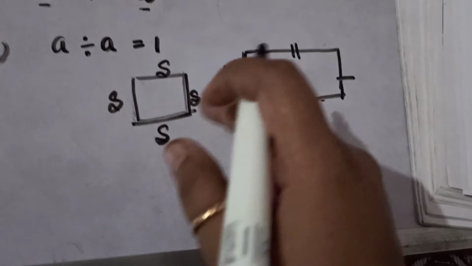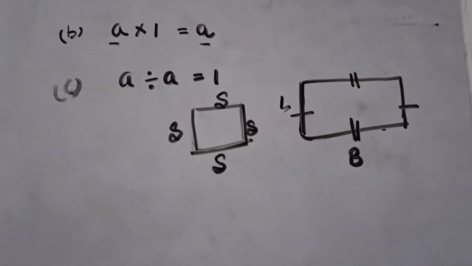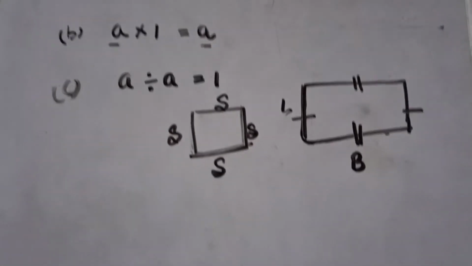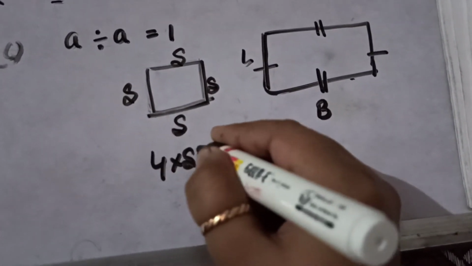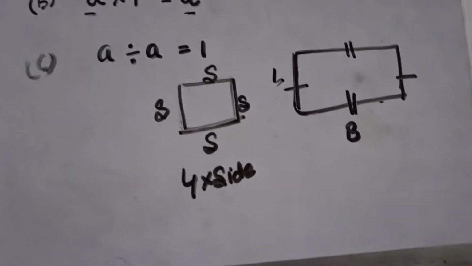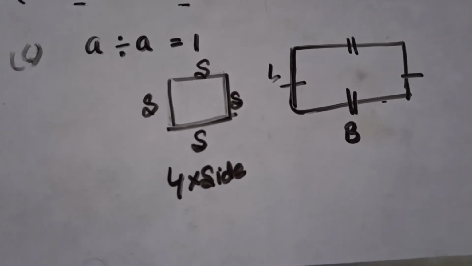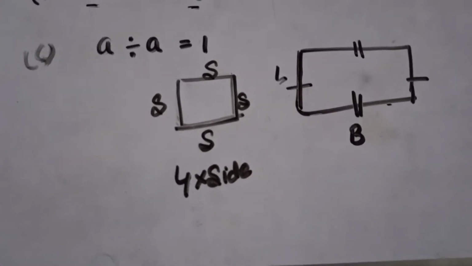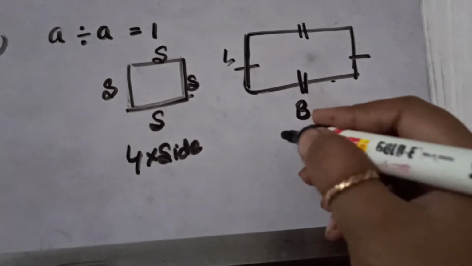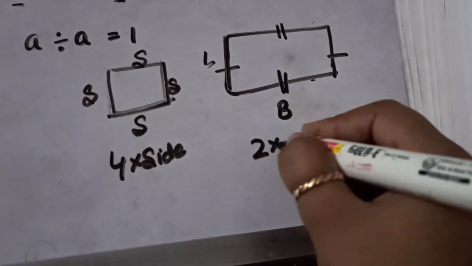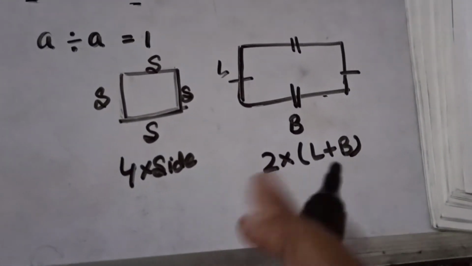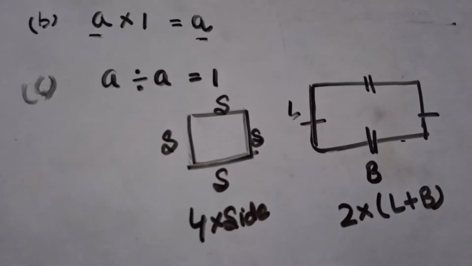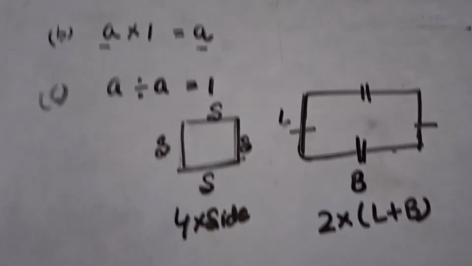Now the formula of perimeter. Perimeter means sum of all sides. So here it is 4 multiply side. We describe it in the chapter of perimeter and area. Now in this rectangle it becomes 2 multiply length plus breadth. So the table is like this.